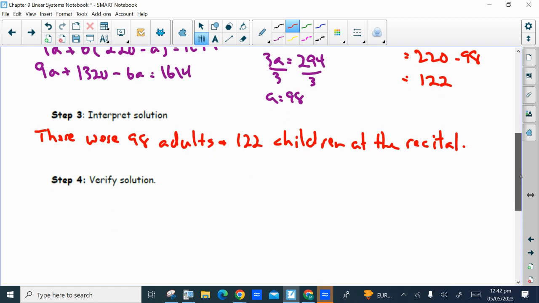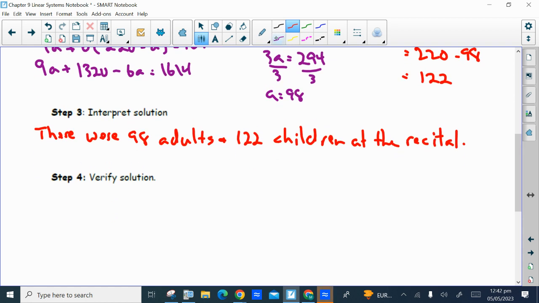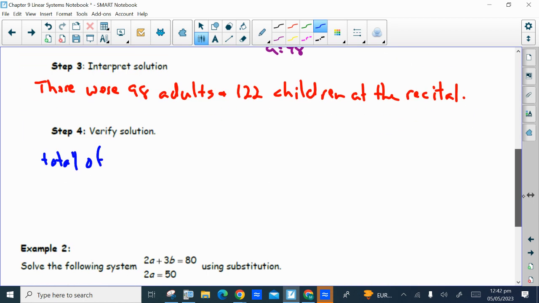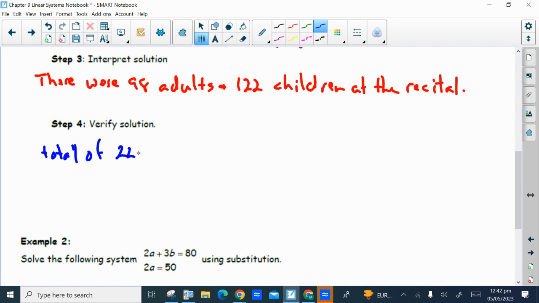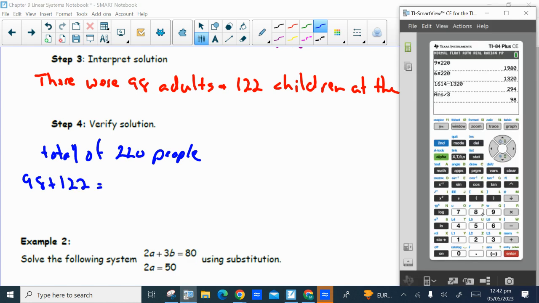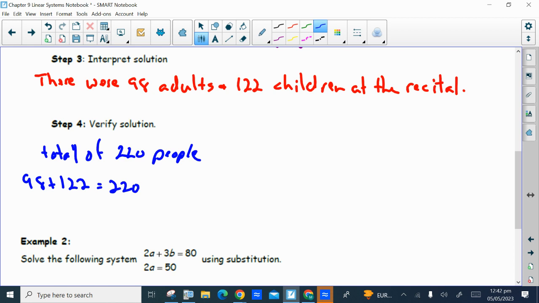And we can check that, verify our solution, going back to the information that we were given. The first thing is that we were told that there were a total of 220 people. That was the first thing we were told. If we take our 98 adults plus 122 children, if we add those together, we get 220. So that one works out.